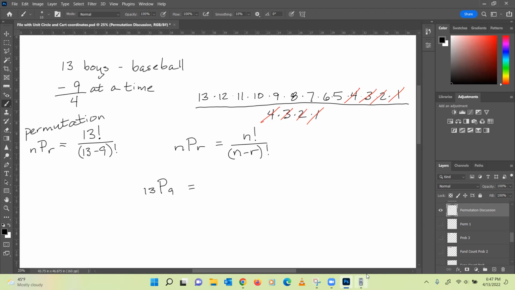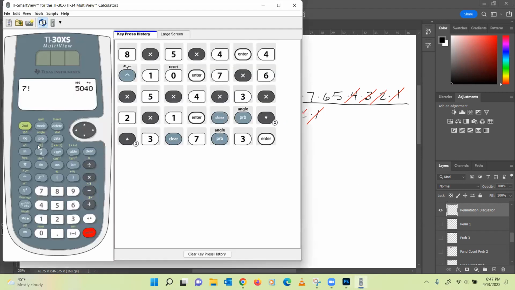And you saw that in the calculator here under the probability. Let me go ahead and clear this. We'll take 13 things. I'll hit the probability button and I want NPR. So I'll just hit the 1. We were taking them 9 at a time. Now when I hit enter, I still get a really big number, but it's not as big as 13 factorial.